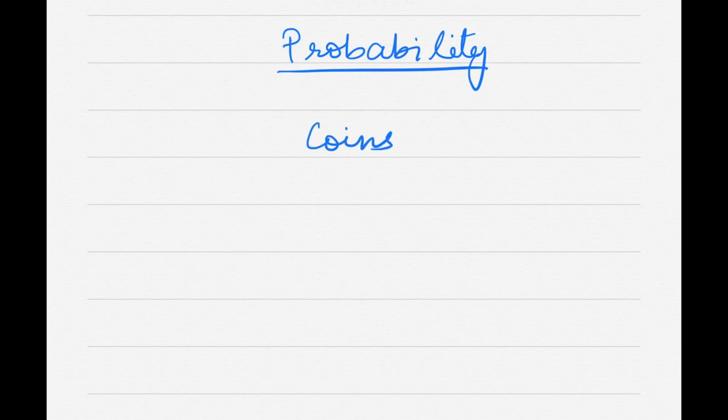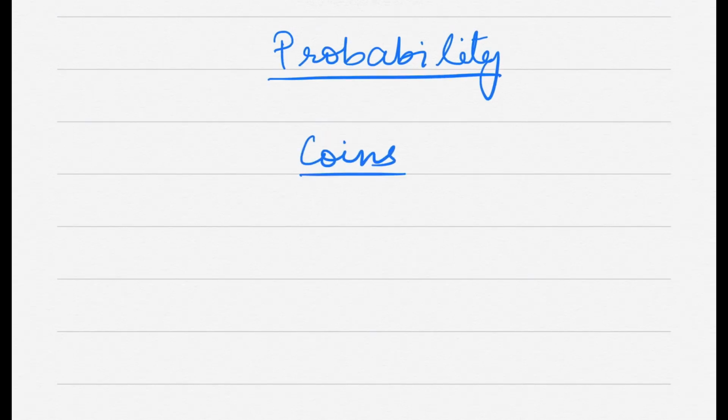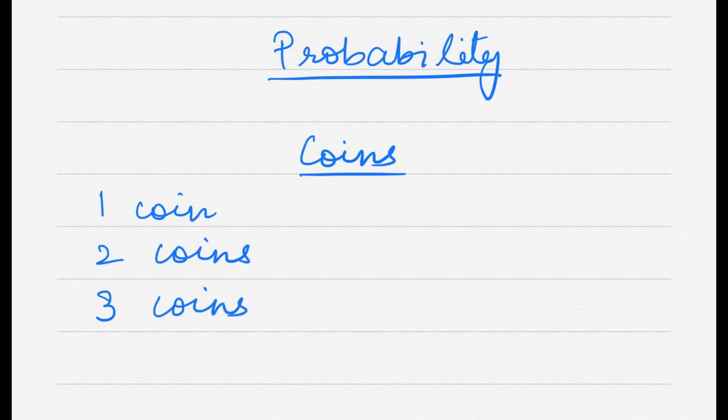Okay guys, so we are doing a concept of probability in this. It is about coins. We are going to discuss in this video about flipping one coin, two coins, or three coins. So we'll just include these three things.